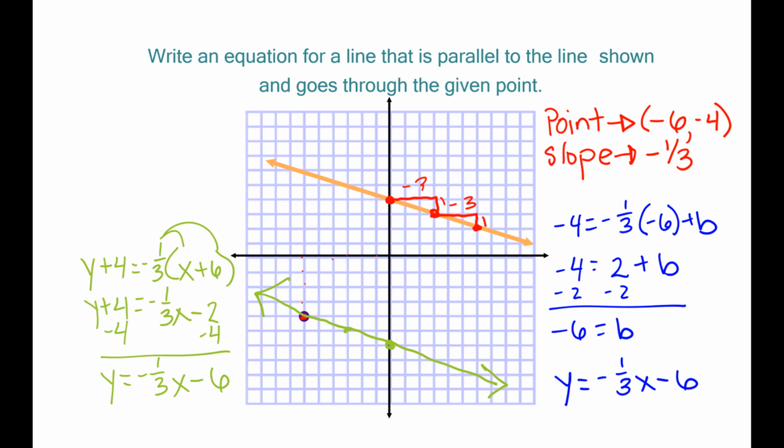So now you should know you can use two different methods, the slope-intercept form or the point slope form, in order to answer a question like this. You can kind of choose which one you'd like to be able to feel more comfortable with, but you should be able to, at this point, write an equation for a line that is parallel that goes through a certain point on a graph.